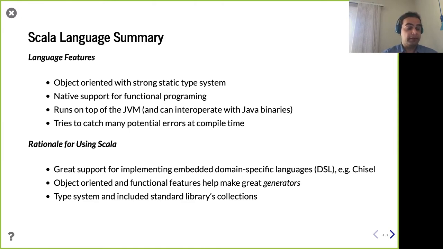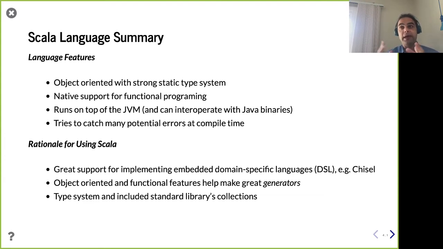So why was it chosen for Chisel? It was chosen for a few reasons. Number one, this language was designed to make domain-specific languages, or embedded DSLs. It's really good at mimicking syntax or ways to make things look more natural, even though it's just functions inside of Scala. The other nice thing about Scala is it has very good support for both object-oriented programming as well as functional programming. We use both of those a fair amount to make really nice parameterized designs, right?